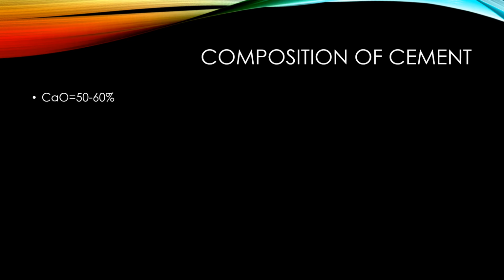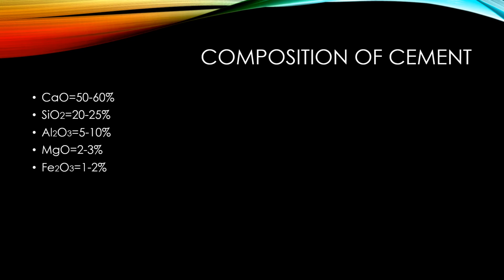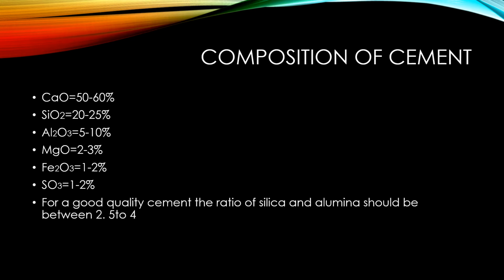The composition of cement is as follows: CaO 50 to 60%, SiO2 20 to 25%, Al2O3 5 to 10%, MgO 2 to 3%, Fe2O3 1 to 2%, and SO3 1 to 2%. For a good quality of cement, the ratio of silica and alumina should be between 2.5 and 4.